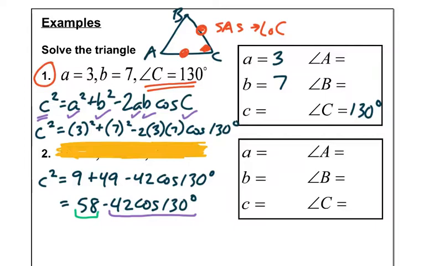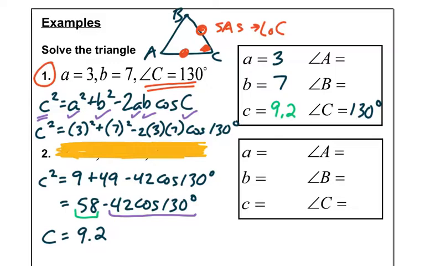Okay, I get C squared. Therefore, I'm going to take the square root, and C actually equals, if I use one decimal place, maybe about 9.2. And there we go. All right, I'll put that in for C over here, 9.2. Again, we don't have to worry about two triangles or anything here. It's law of cosine, so we're safe. All right, that's the first part.